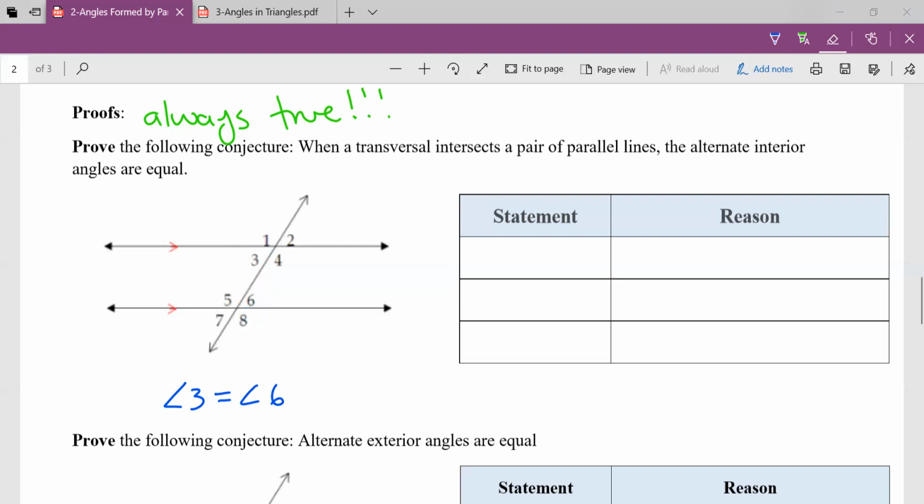So how am I going to do it? Well, when in doubt, I'm going to start writing down things that I know. I'm going to start off by going back to last lesson. What I know right off the bat is that angle 3 and angle 7 are equal to each other. How do I know that? Those are corresponding angles.